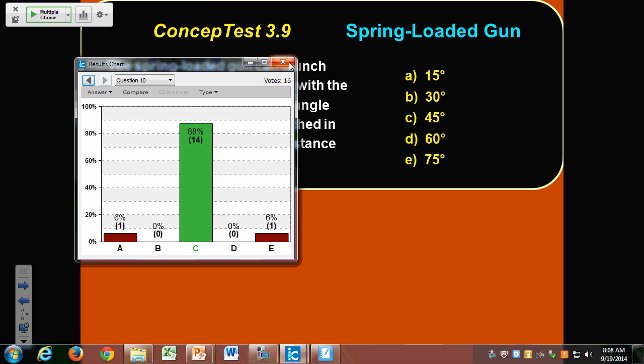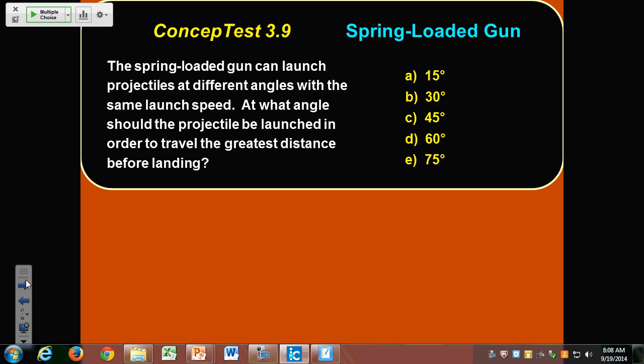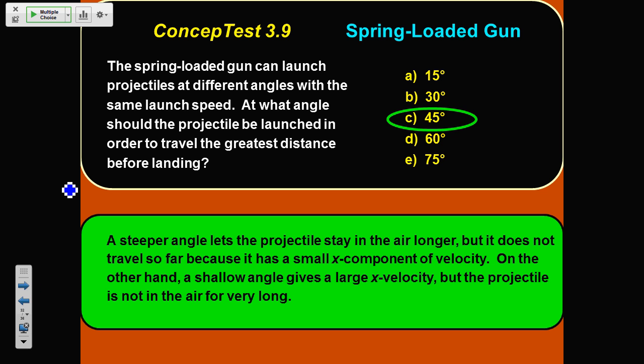C is right. 45 degrees, or whatever angle in that list is closest to 45 degrees, will give you the longest range. Because at 45 degrees, you maximize your time in the air, paired with the largest x velocity. Those two are not at their maximum, though. If you shoot it straight up, you get your maximum time in air, and if you shoot it straight out horizontally, you get your maximum x velocity. But by going at 45 degrees, you pair them up and you allow the longest range.